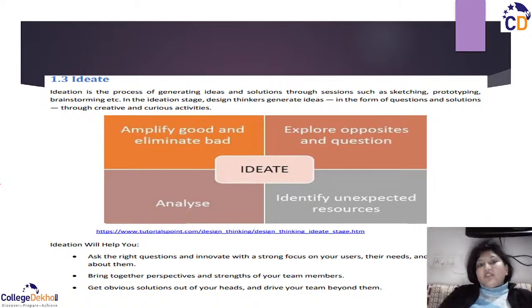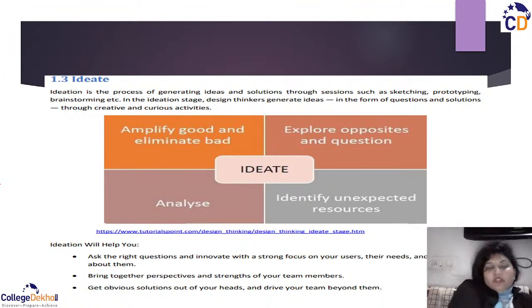In the ideation stage, design thinkers generate ideas in the form of questions and solutions through creative and curious activities. It's not that only a tool can be used to generate or implement your ideas. There are a number of things you can do; three people can sit and write down their ideas and then discuss them. It is up to the problem statement, how you are going to solve it, which method you are going to take.